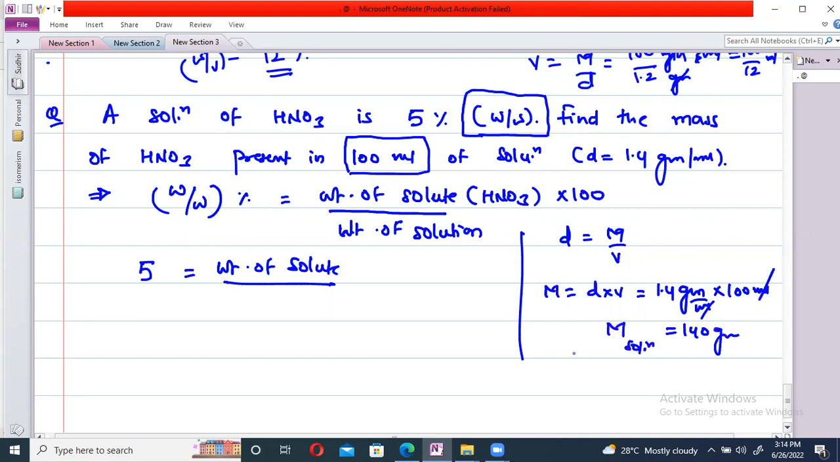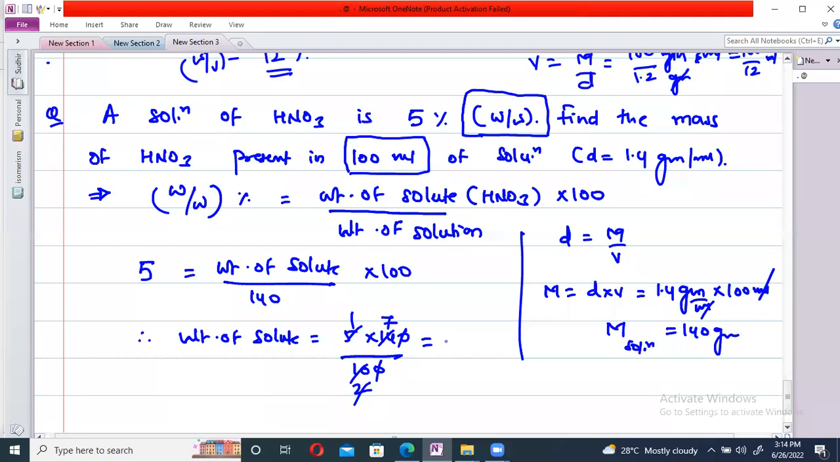So it is the mass of solution I got as 140. Then into 100, and you solve it, you will get the answer. The weight of solute is equal to 140 into 5 by 100, that is equal to 7 gram. 5 ones are 5, 5 twos are 10, 5 sevens are 35. So the weight of the solute we are having is only 7 gram. So this is one of the concepts which we did about the weight of solute and all.